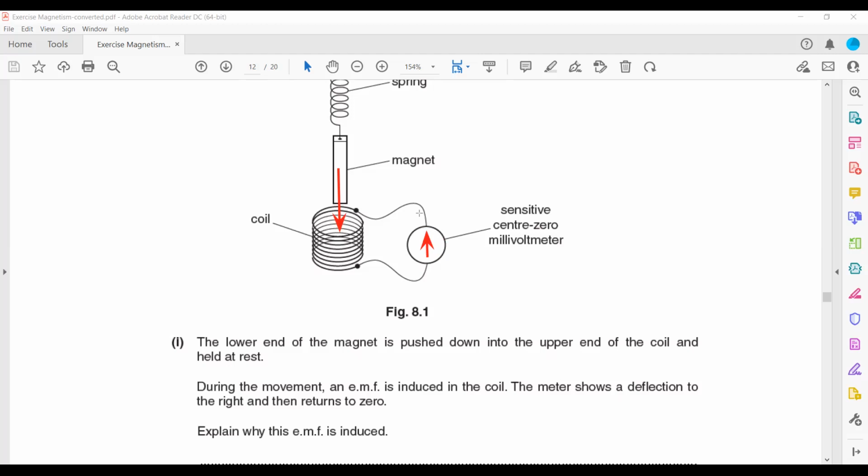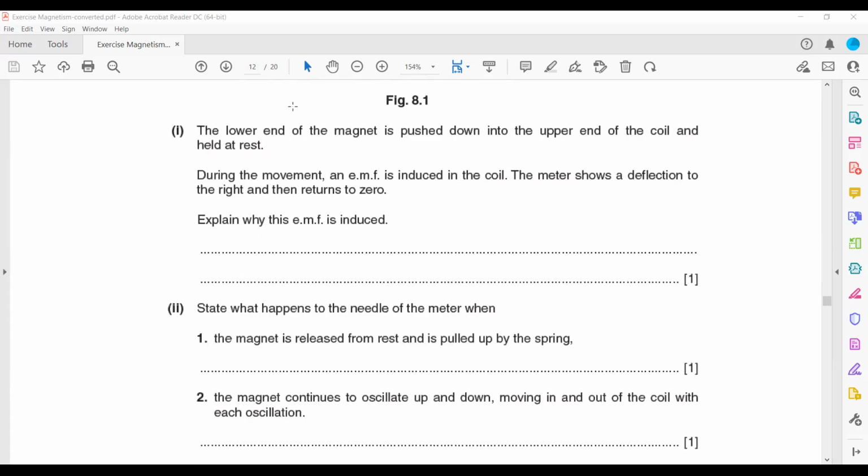So explain why the EMF is induced. What is the reason why the EMF is induced? When we move the magnet downward, there is a change in the magnetic field.